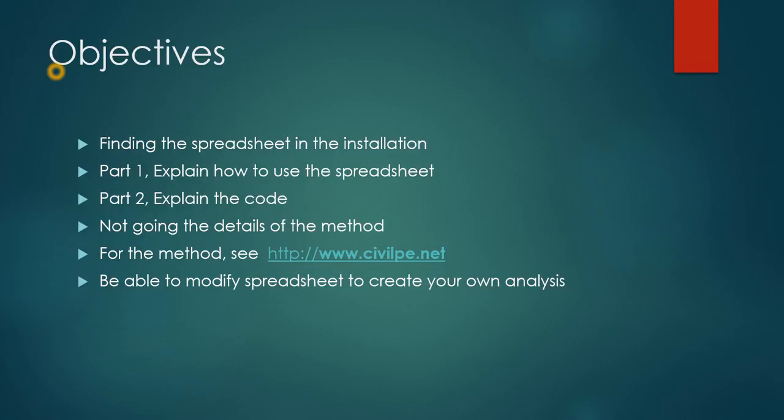We're not going to go into the details of the method because we want to keep these videos short. But if you do need a refresher, you can see civilpe.net. And we've used some of the examples that are in those videos as checks, and some of the variables line up with what they used. So the goal is to get you to the point that you could take this spreadsheet and modify it to other ACI methods. And hopefully that's what we get done.